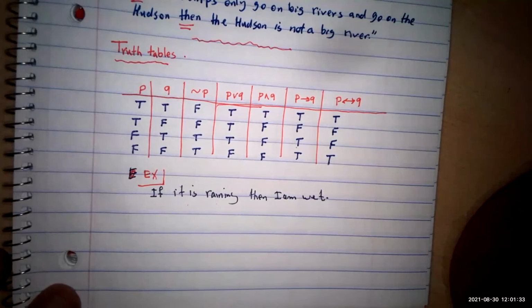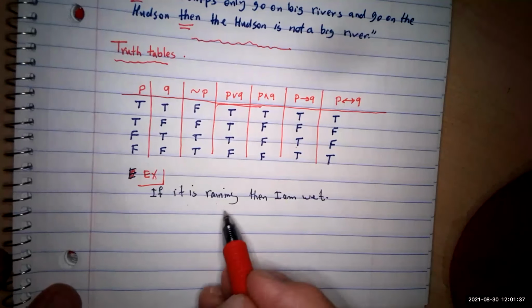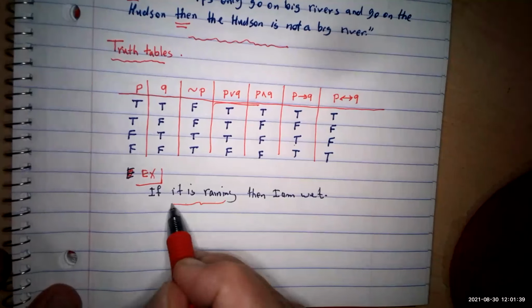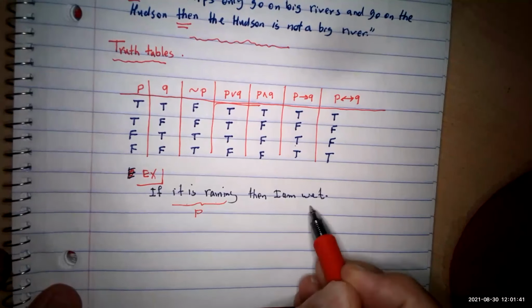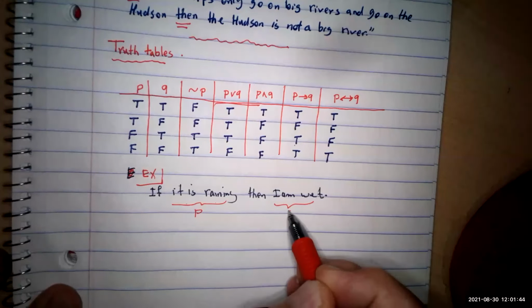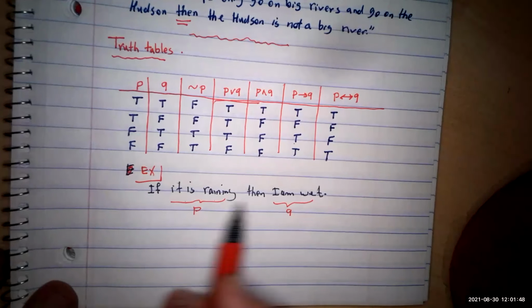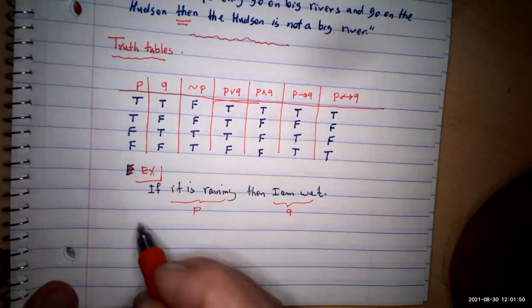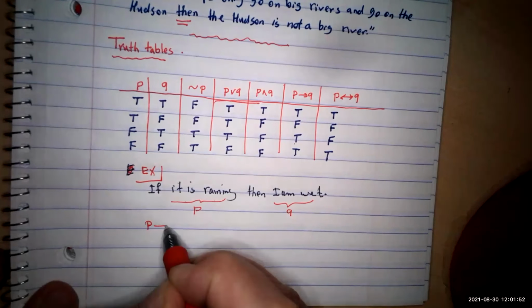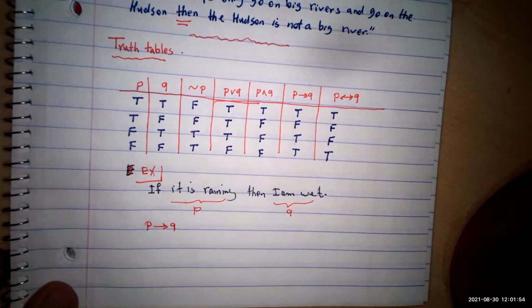I just want to translate it and give you this table. If you consider the first one to be P and the second one to be Q, the symbolic form of your statement is going to be: if P then Q. So this is what you have.